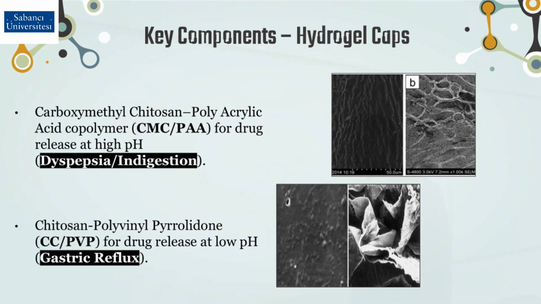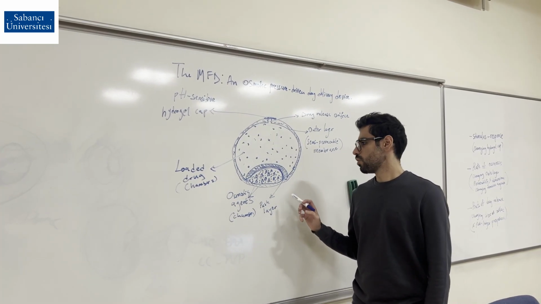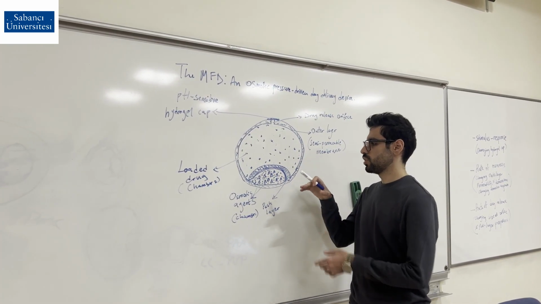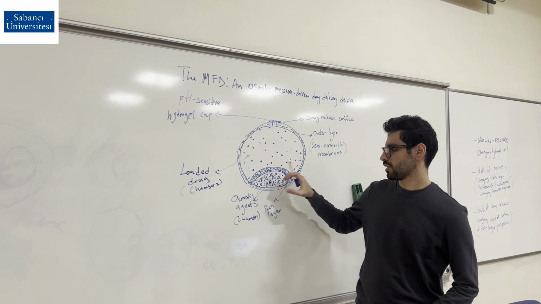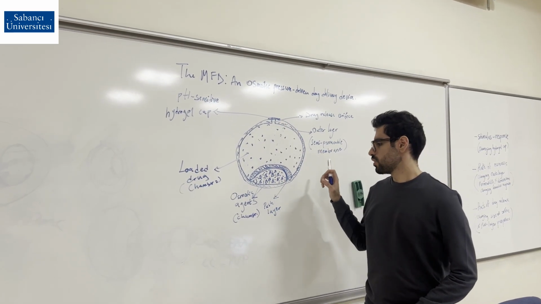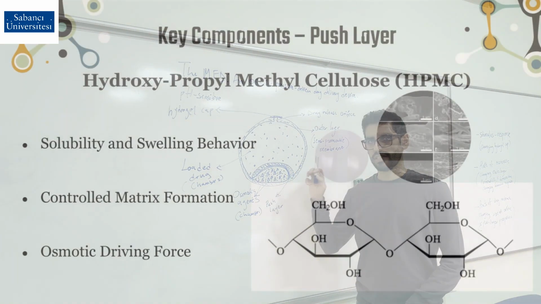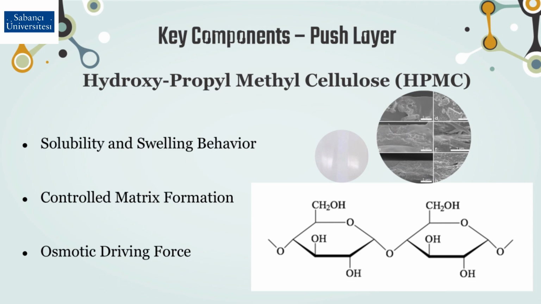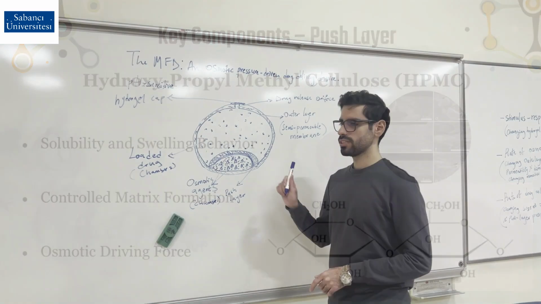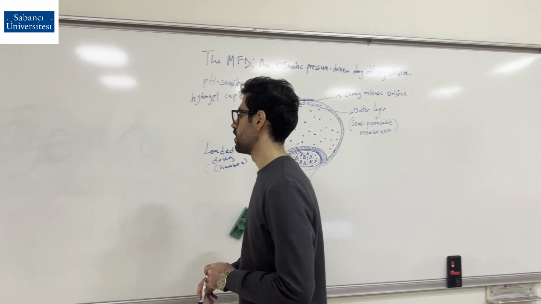So last but not least, we are going to go through the push layer. It brings the two chambers together, the osmotic agents and the drug. We are going to use HPMC because of its unique features: its solubility and swelling behavior, its controlled matrix formation, and osmotic driving force. So this was about the material part. Now we're going to go to the fabrication process.